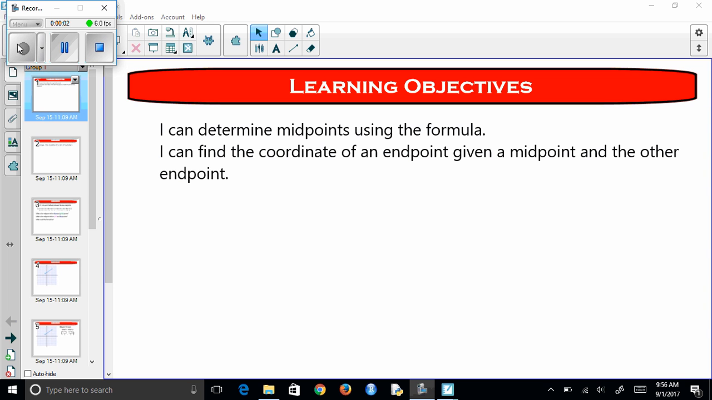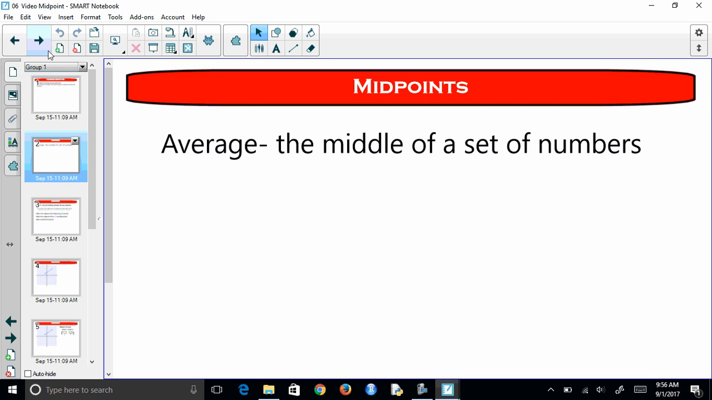Hello, our main goal in this lesson is to determine the midpoints and find endpoints if we have a midpoint. Now first off, for midpoints we need to know what average is. Average is the middle of a set of numbers. Usually what people mean by average is the mean. The mean is the total: you add up all of the values and you divide it by the number of things that are in there.